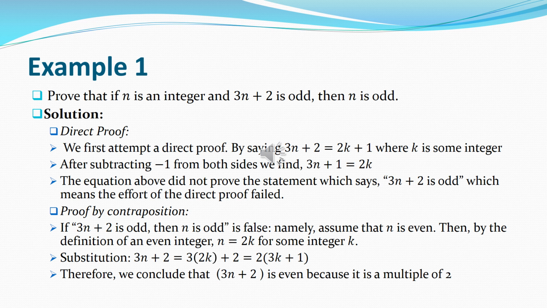And then from the definition of an even number, n is equal to 2k, unlike the definition of an odd number, which says 2k plus 1. Okay, from there we substitute n is equal to 2k in the expression 3n plus 2, and then from there we found that 3n plus 2 is equal to 2 times 3k plus 1. That means, therefore, we conclude that 3n plus 2 is even because it's a multiple of 2.